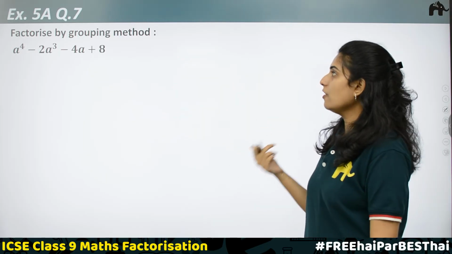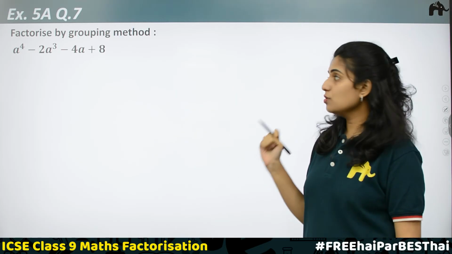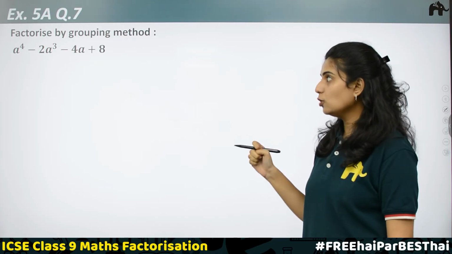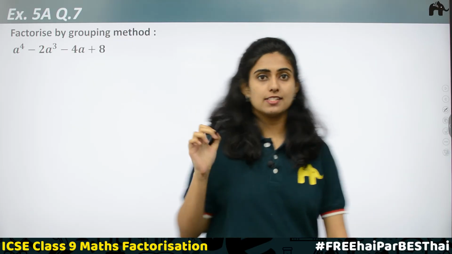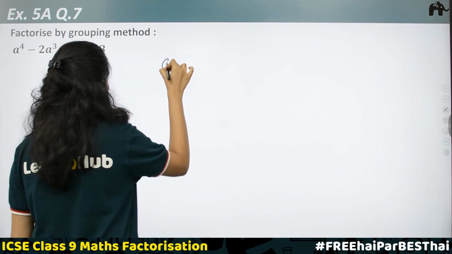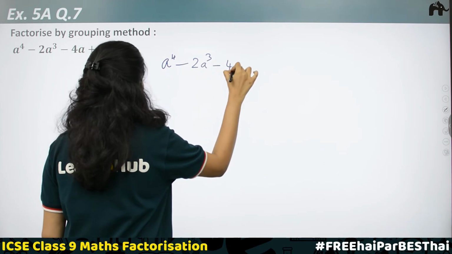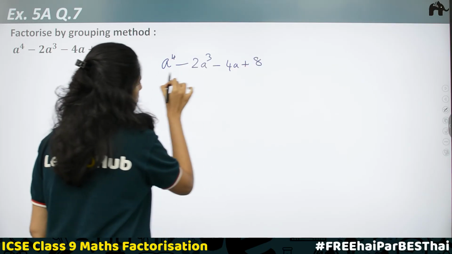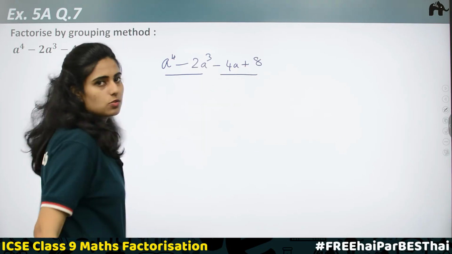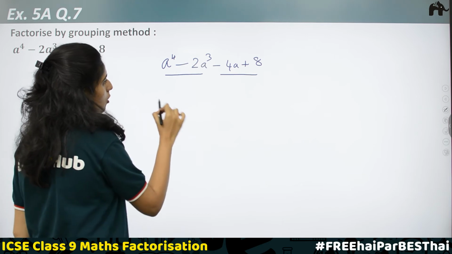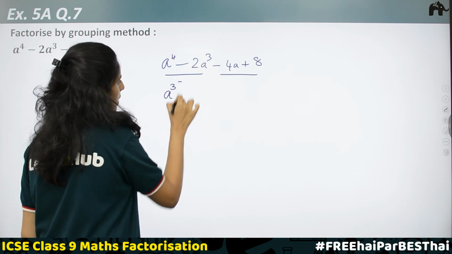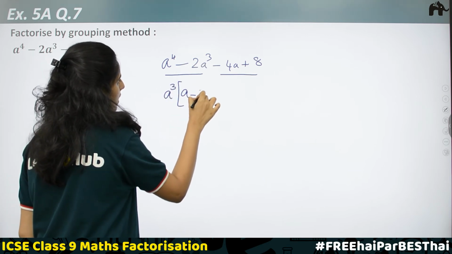Next, question 7 of exercise 5a. a raised to 4 minus 2a cube minus 4a plus 8. So we have a raised to 4 minus 2a cube minus 4a plus 8. So I am grouping these two and these two. Okay. So here what is common? You can see a cube is common. Remaining we will be having a minus 2.